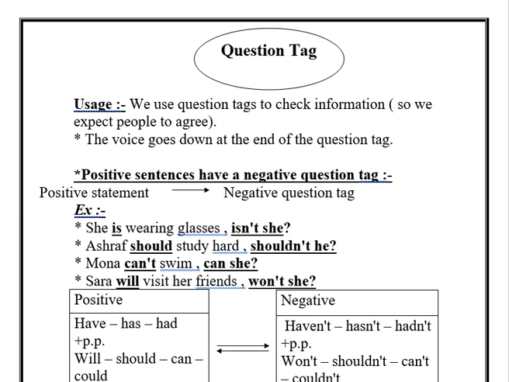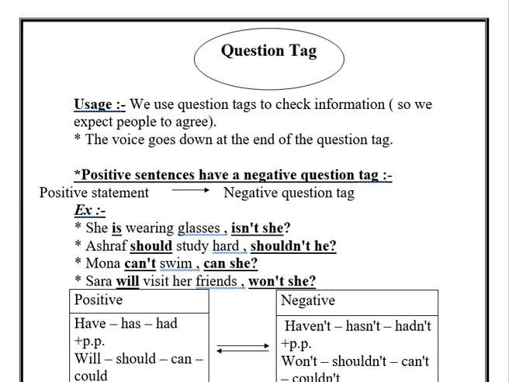Okay. Sarah will visit her friends. It's a positive statement, so the question tag will be negative. Won't she? So we change from positive to negative or the opposite.